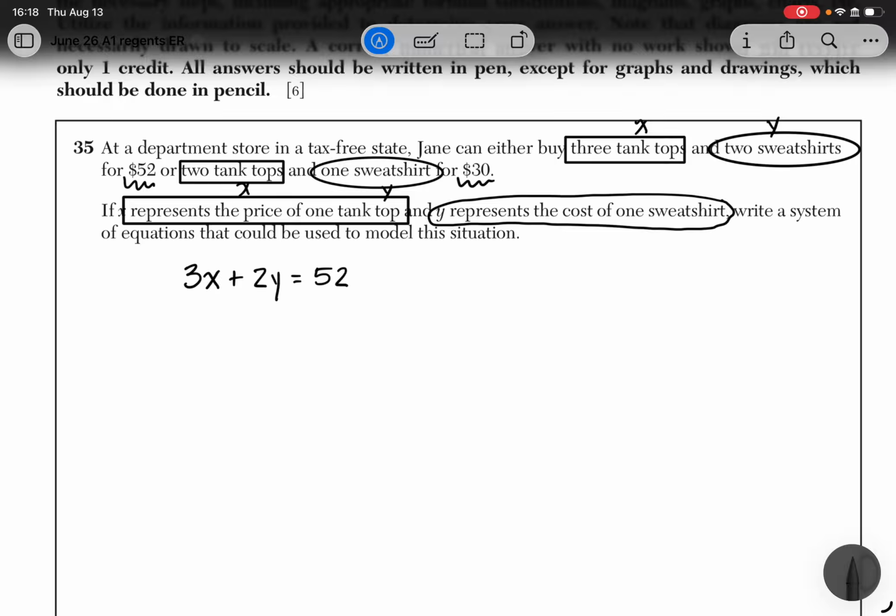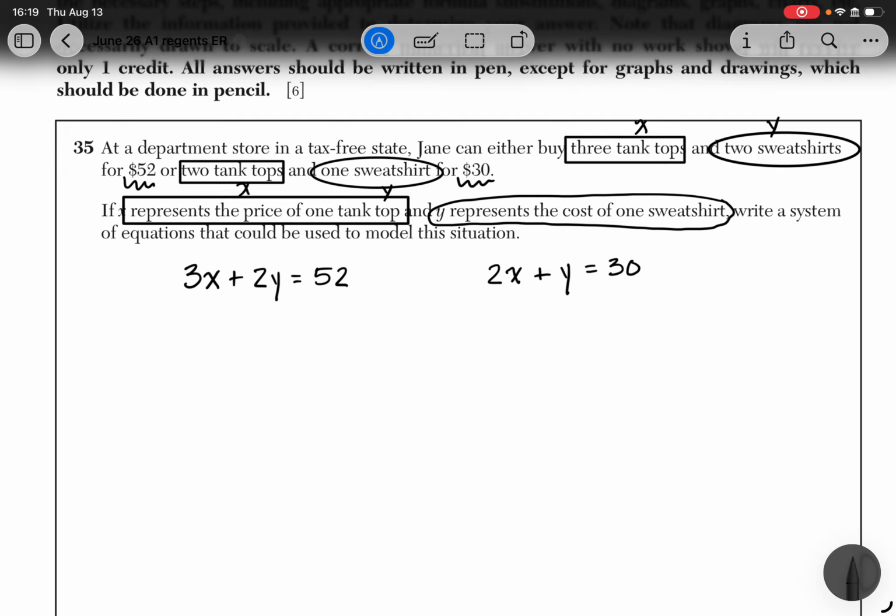And then our other equation was if she were to buy 2 tank tops, so 2X, and then 1 sweatshirt, so plus 1Y, or just Y, equals $30, because that's the total she spent on that. From here, after we write our system of equations, we want to make sure that we are solving. So we can solve using any form of system of equations, which would be substitution or elimination. I'm personally going to do, what should we do? Let's do elimination because it's usually easier for most people.